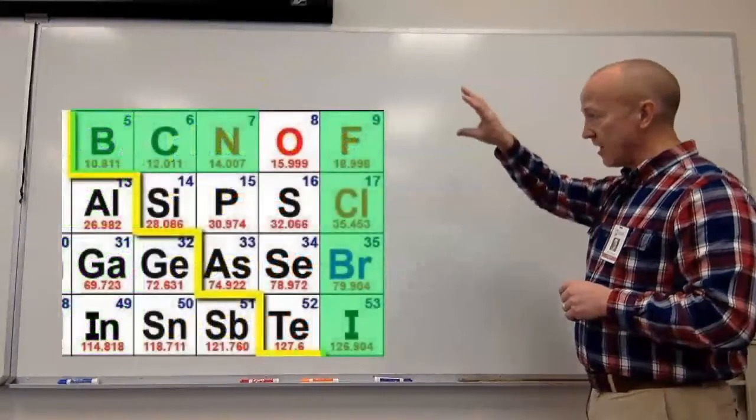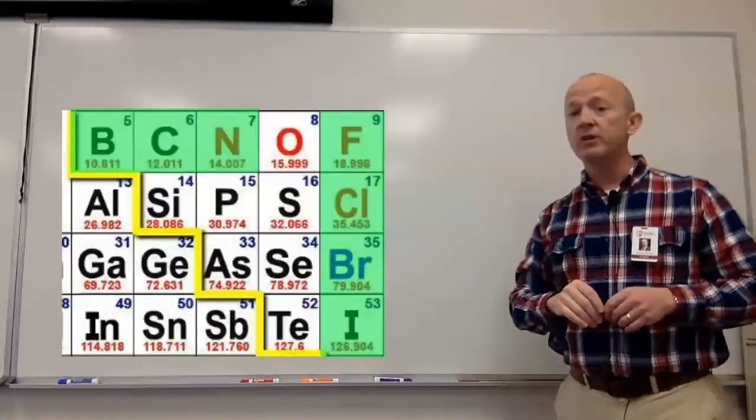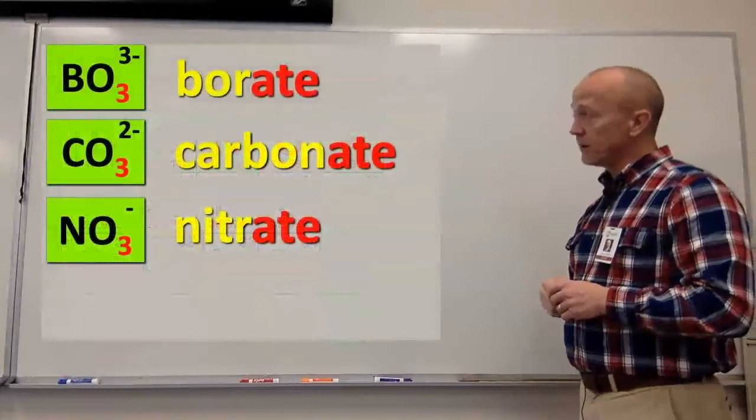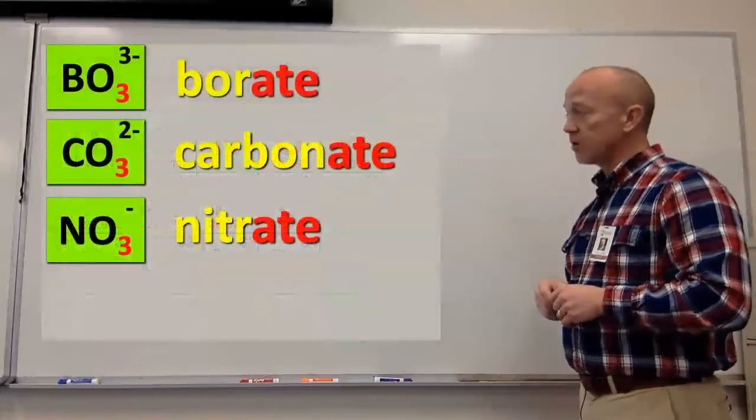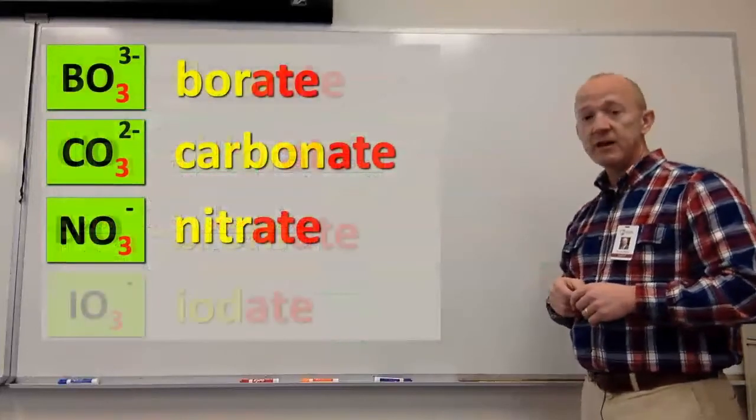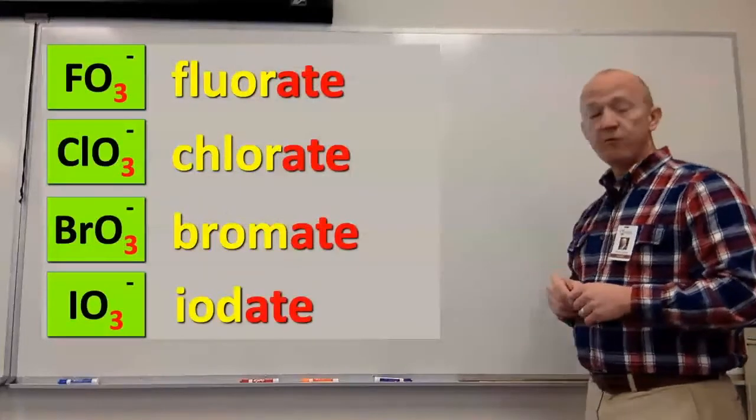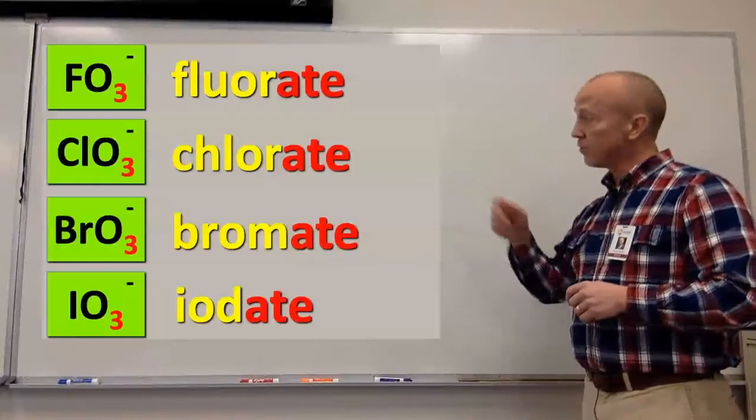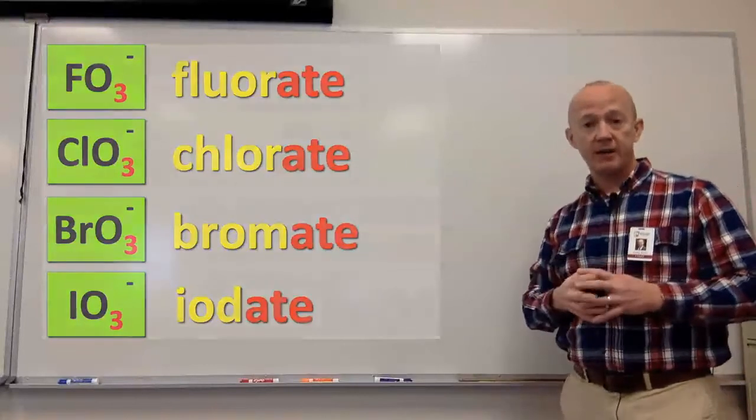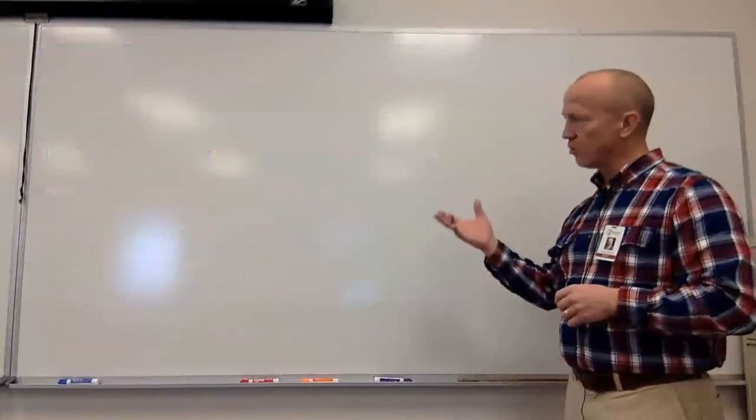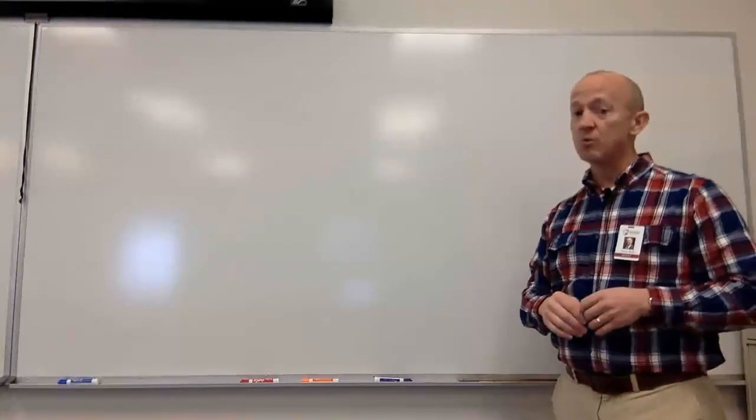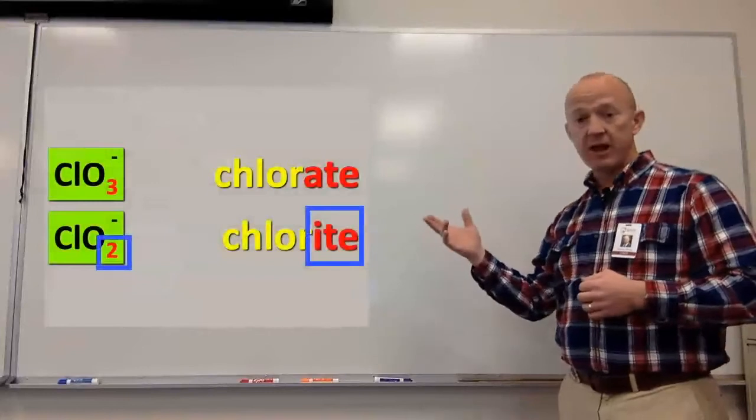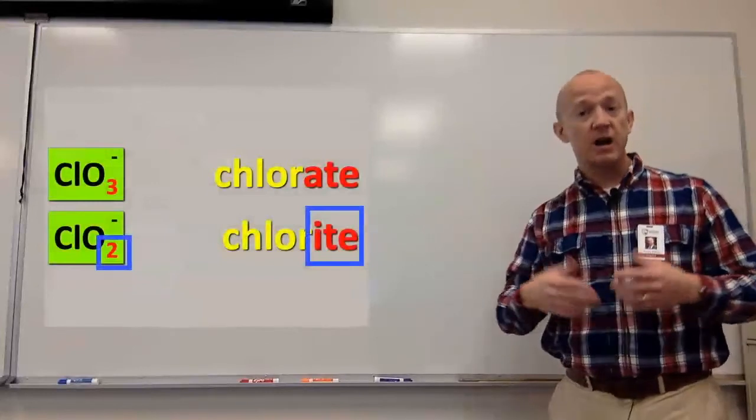Apart from that, any of the others that are highlighted will only need 3 oxygens to have the ATE ending. BO3, borate, CO3, carbonate, NO3, nitrate, FO3, fluorate, ClO3, chlorate, BrO3, bromate, and IO3, iodate. Hopefully that helps you remember which ones require 4 and which ones require 3. Remember, if you have fewer oxygens than what you want for the ATE ending, that gives you an ITE ending.